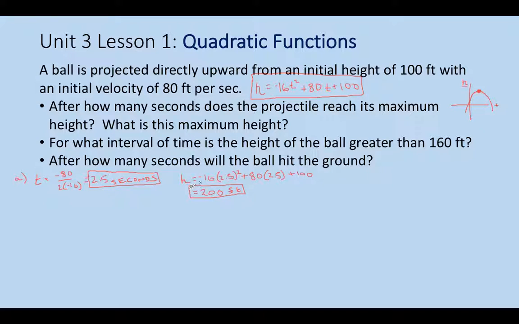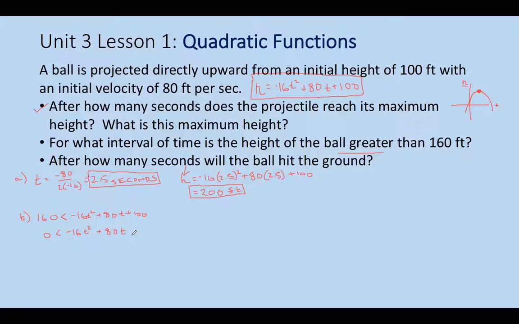So that's one type of problem-solving question that we could give you here, and that's using the axis of symmetry stuff. Part B, for what interval of time is the height, so that's the y, greater than, so we're going to be using an inequality, 160 feet. Well, 160 feet is going to stand for the height, and I want to know when my height is greater than 160. And so I just leave the formula as it is, negative 16t squared plus 80t plus 100. It's quadratic, so I need to make it equal to 0. So I'm going to subtract 160 from both sides.